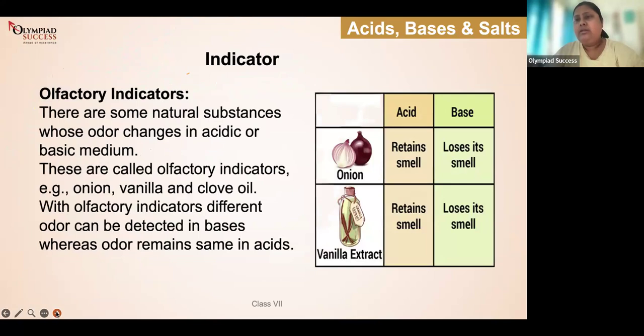Olfactory indicators are another kind of natural indicator, for example onion. Remember, be it any kind of olfactory indicator, there's one thing common. With acid, they will retain their smell, but if you put a base on it, it will lose its smell. Be it vanilla, onion, or anything else, they have just one character: with acid, they retain smell; with base, they tend to lose it. Just note it down in your points.